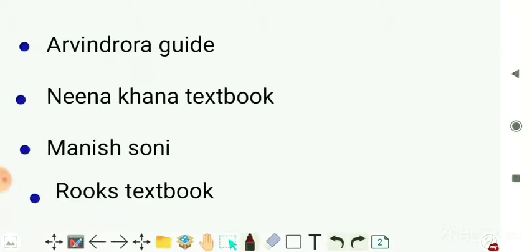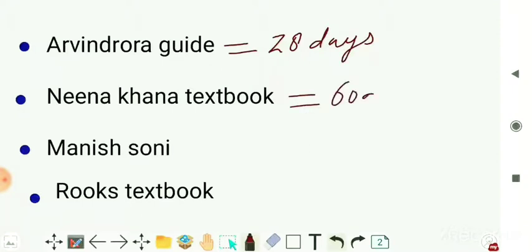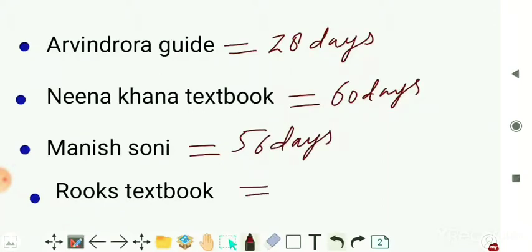In different books or guides, the different values of epidermal turnover time are given. Like in Arvind Arora's guide, 28 days. In Nina Khanna's textbook, 60 days. In Manish Soni's book, 56 days. And in Rook's textbook, 52 to 75 days.